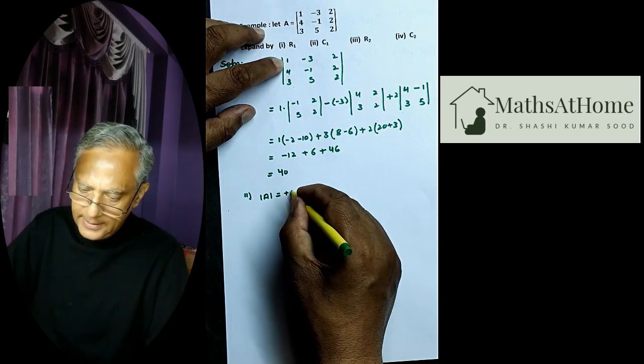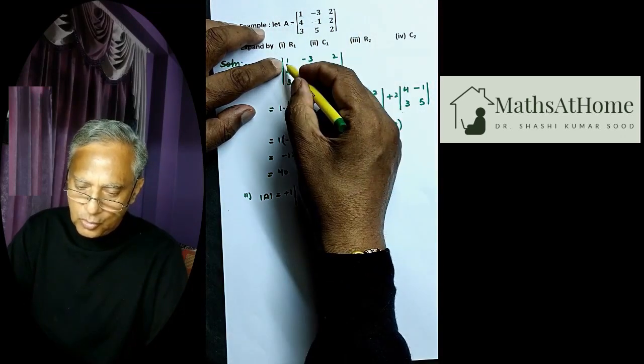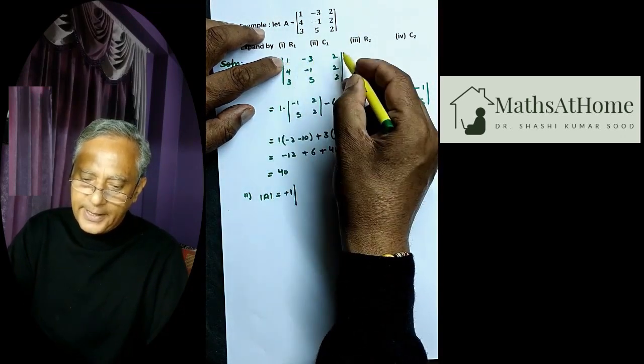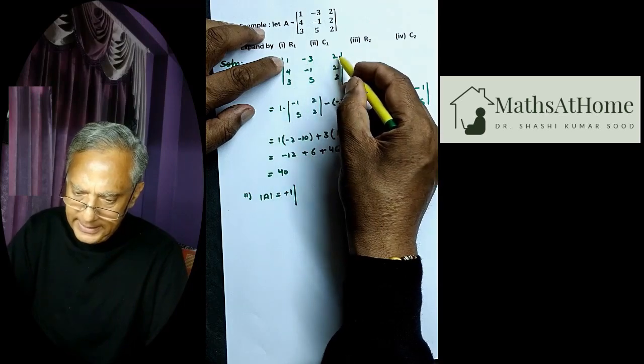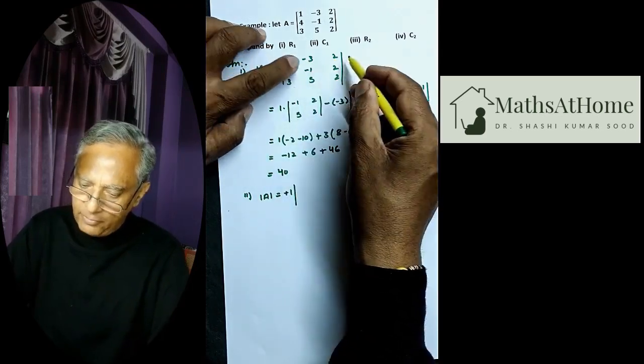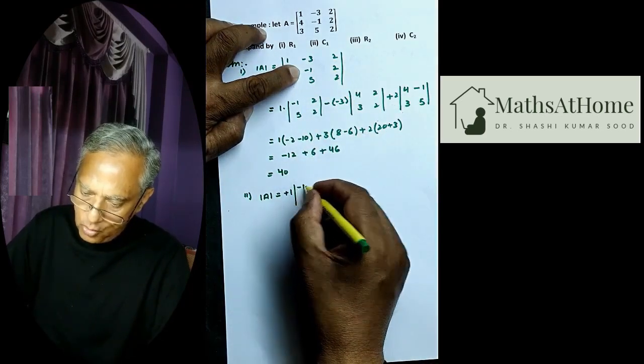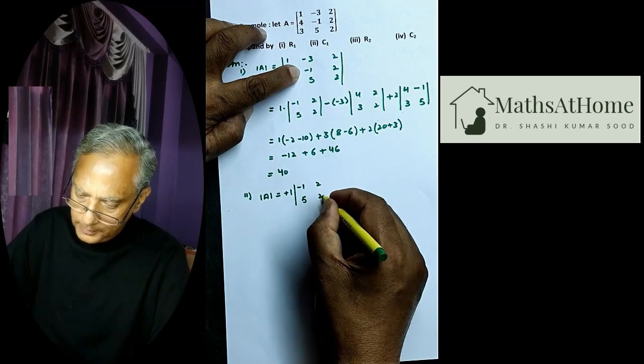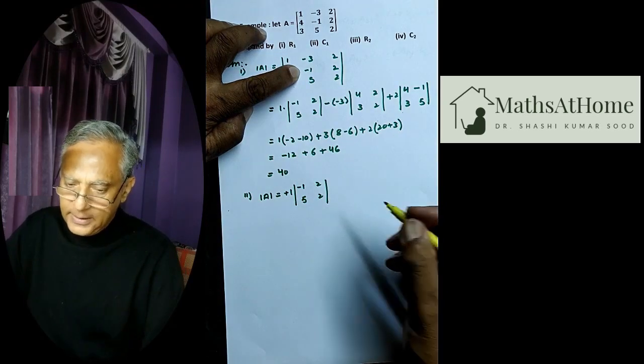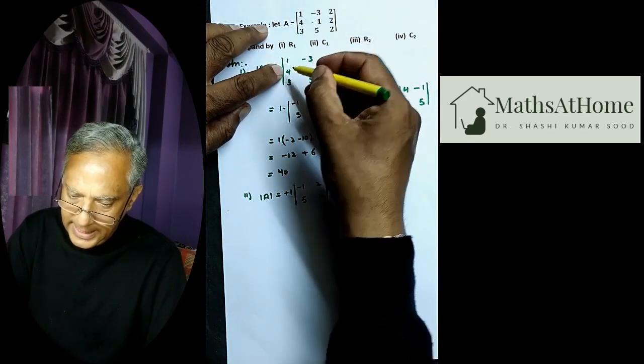Plus 1 into. Now delete the row and column in which the entry occurs. This is the entry. Delete this and this. This and this is gone. We are left with minus 1, 2, 5, 2. Clear? And now the second entry will be this.